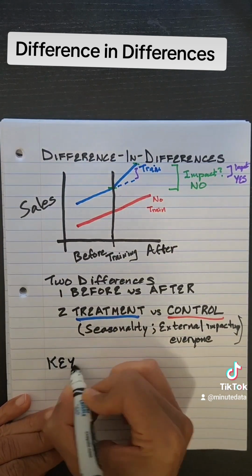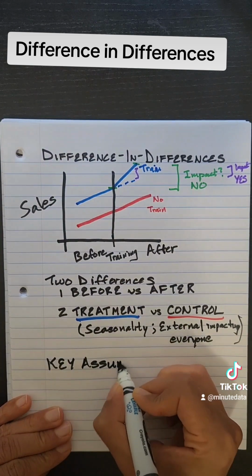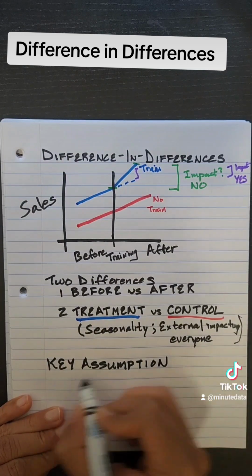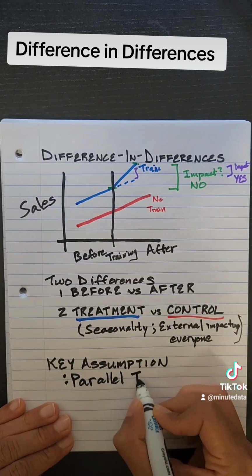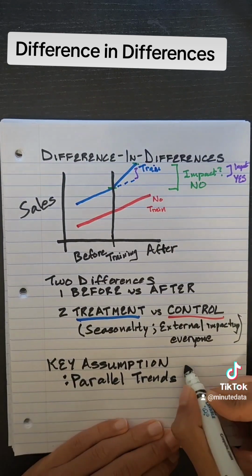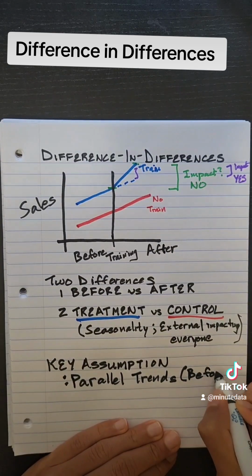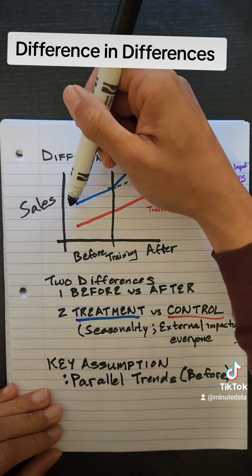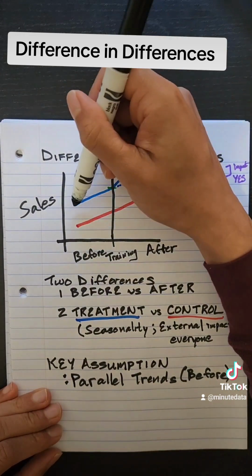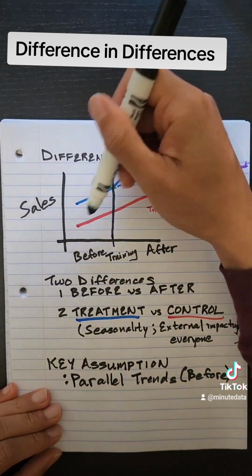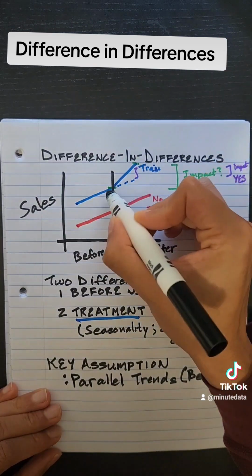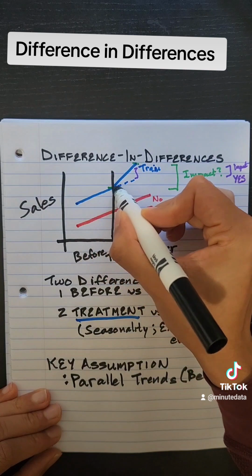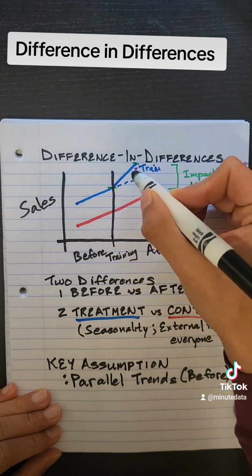Now there is one key assumption with differences in differences, and that is known as the parallel trends assumption, especially in the before period. So we're saying before the training, there was actually a parallel pattern in terms of the sales figures. You don't have to be the same, but they do have to be parallel. And this is a key assumption because we're assuming that pattern would have continued had there not been any training.